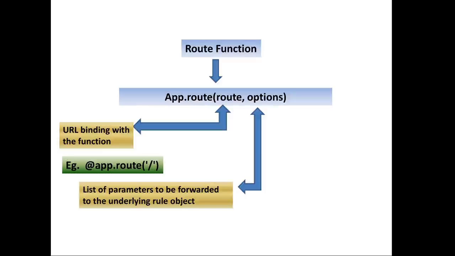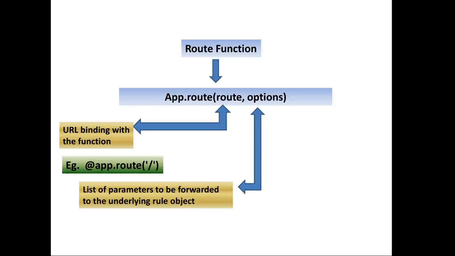Then the main part is the route function. What was the syntax of route? app.route, within brackets route comma options. So the app.route function is followed by two parameters. What is the first parameter here? Route. And what is the second parameter here? Options.